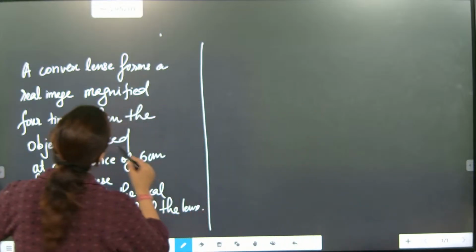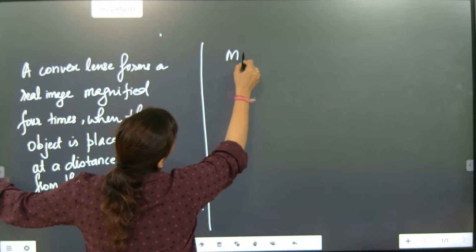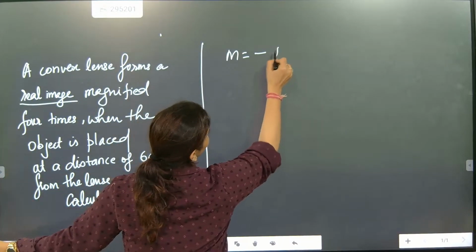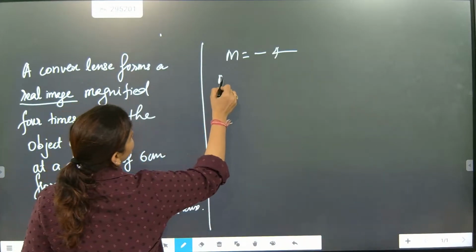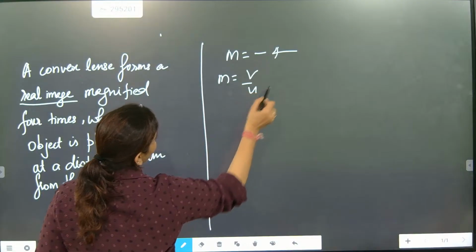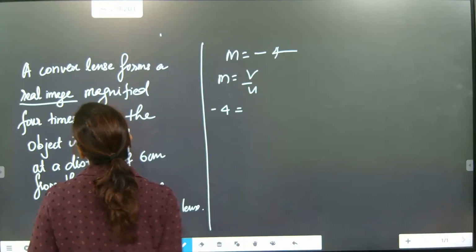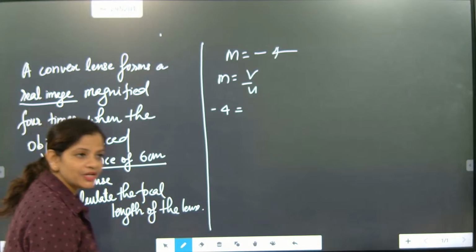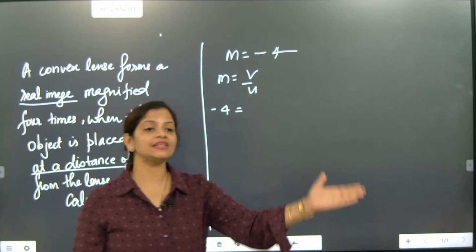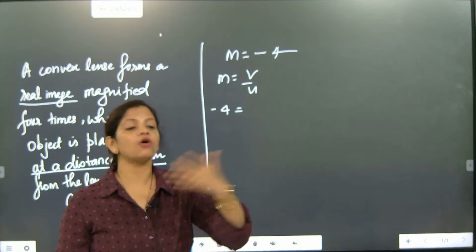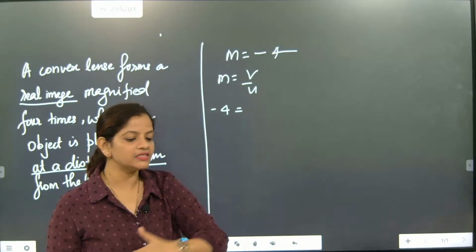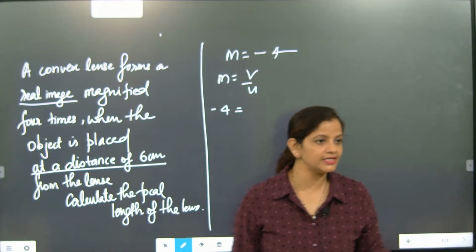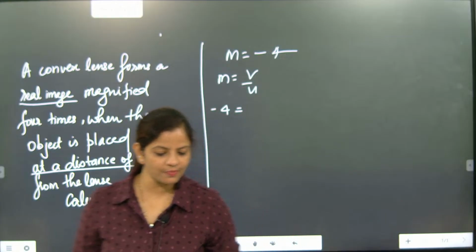Magnification is 4 times. They said real image, so magnification will become minus 4. The magnification formula is V by U. So minus 4. The object is placed at a distance in front of the mirror, or in front of the lens. In both situations, it is kept in front. I hope.